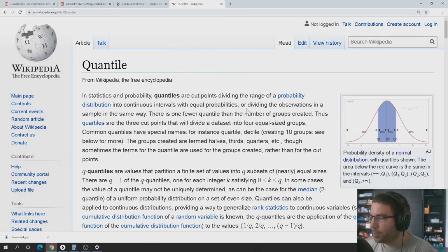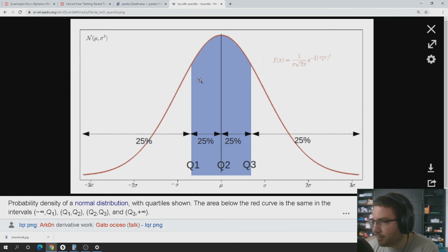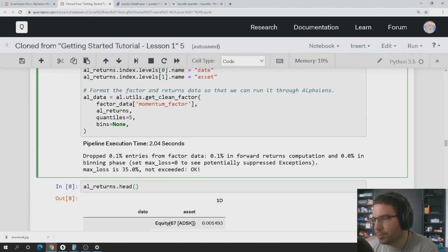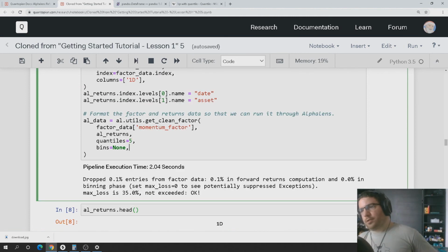You just look at Wikipedia. You don't need to memorize things anymore. So as I was saying before, the area under the curve is what people care about. This area is 25%, this area is 25%, this area is 25%, and this area is 25%. So there are your quantiles. It's just going to tell you what quantile it's in, I'm guessing from 0 to 4 or 1 to 5. So there we have it. That's the data we can pipe into ALPHAlens.